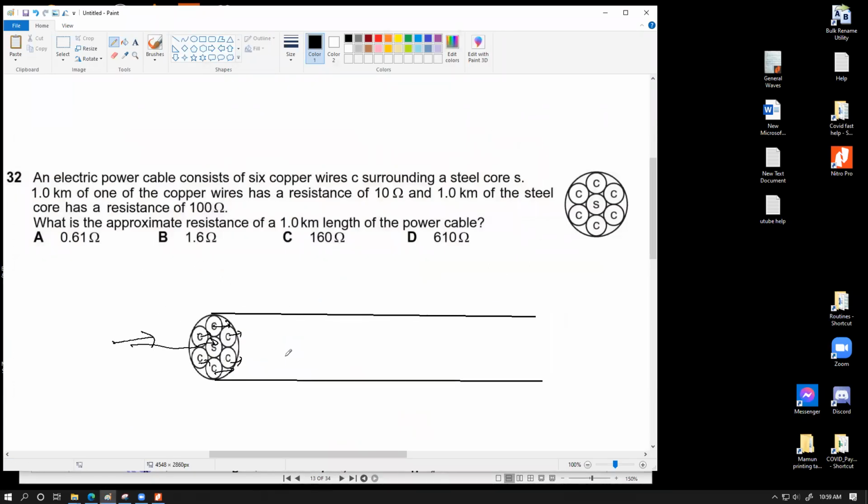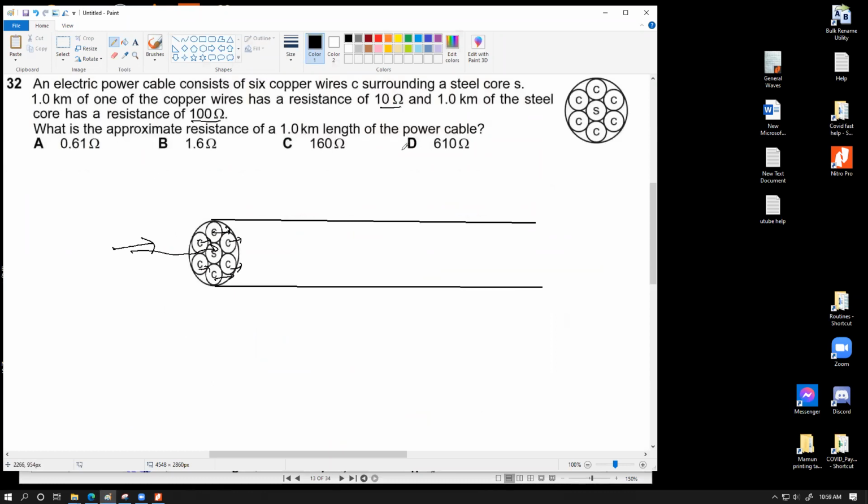If you understand the concept of parallel combination, the rest of the problem is pretty simple, because the question has already told us that 1 kilometer of the copper wire has a resistance of 10 ohm and 1 kilometer of the steel core has a resistance of 100 ohm. So what is the combined resistance of a 1 kilometer length of the power cable? That's pretty simple. I'm going to write (1/100 + 1/10 + 1/10 + 1/10 + 1/10 + 1/10 + 1/10) whole inverse. That's basically the combined resistance.